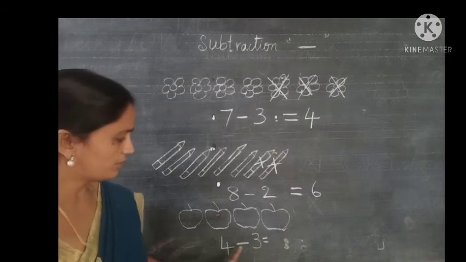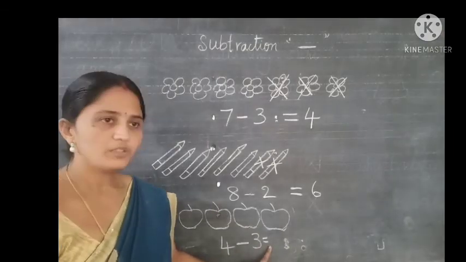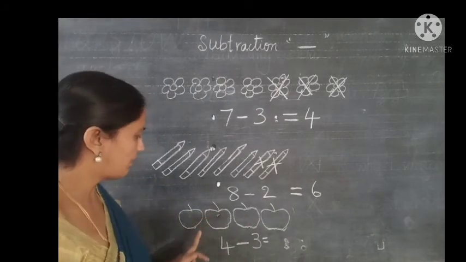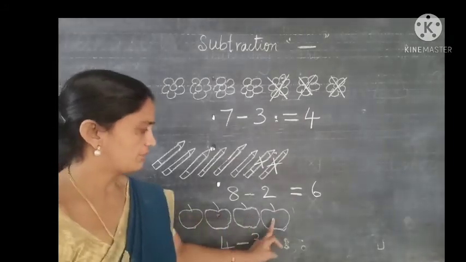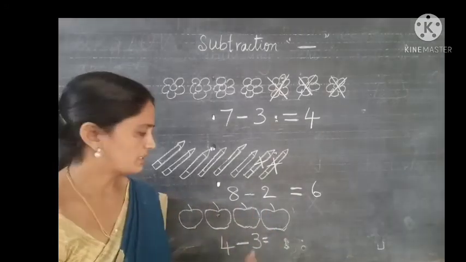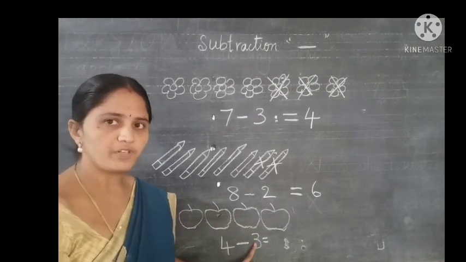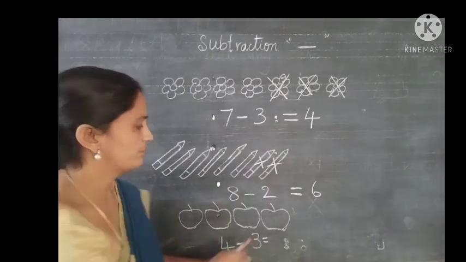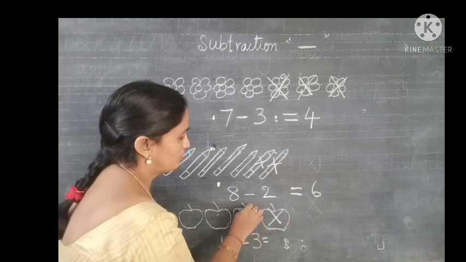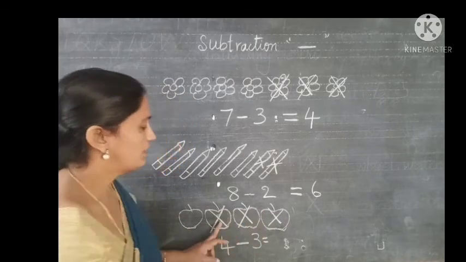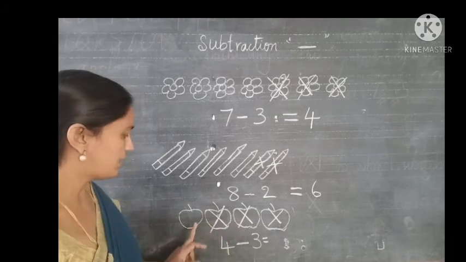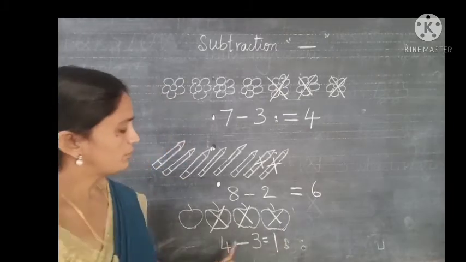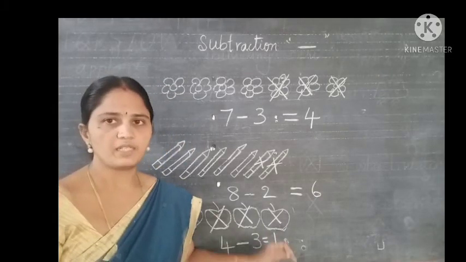Next, read 4 minus 3 equal to. What is the answer? Let us find out. What are these? Apples. Count the apples. 1, 2, 3, 4. Here we have 4 apples. We have to subtract 3 from 4. For that we cross out 3 apples. Okay? 1, 2, 3. We cross out 3 apples. How many apples are left? Only 1. 1 is the answer. So 4 minus 3 equal to 1.